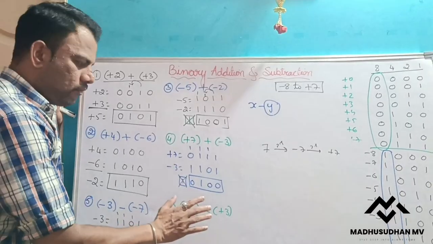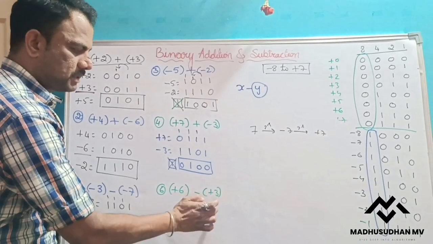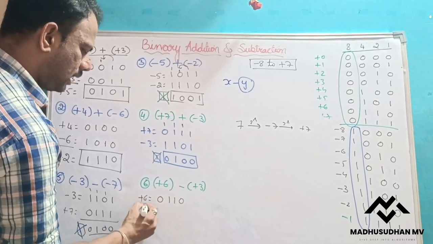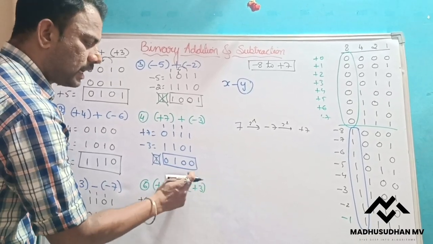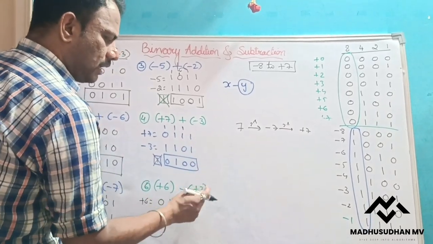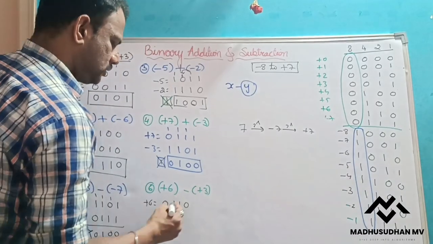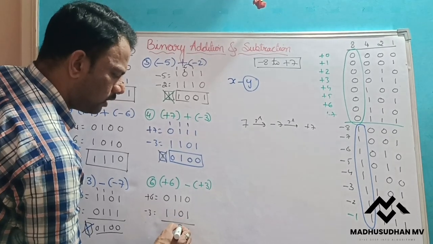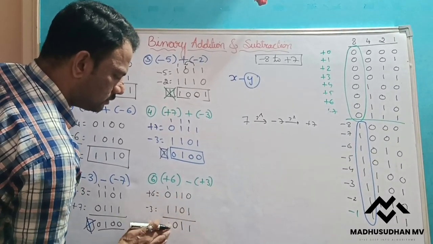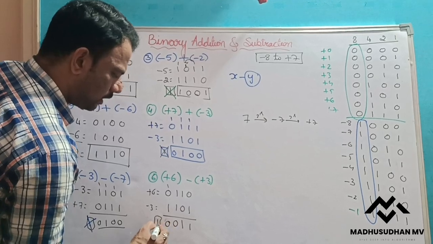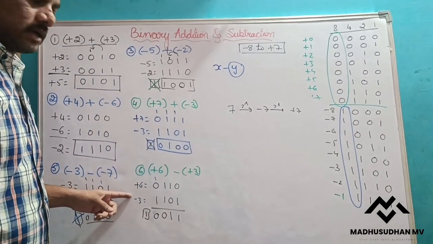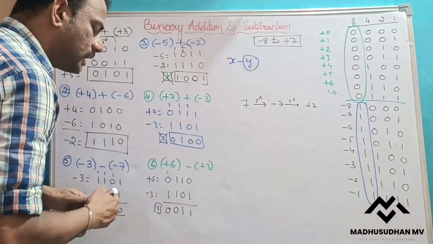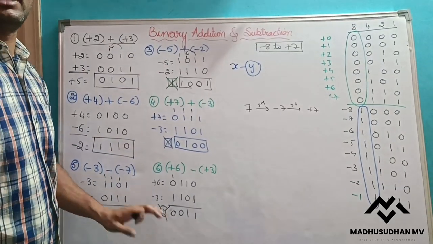Okay. Now we need to subtract 6 minus 3, plus 6 minus plus 3. This is straightforward. Plus 6 I know is 0110, and then take the 2's complement of the subtrahend. The subtrahend is plus 3. You take its 2's complement, you get minus 3, which is 1101. Now you have to add only. 0 plus 1 is 1, 1, 0, carries 1, 1. This is 1 plus 1, sum is 0, carry is 1. So here, 6 minus 3 is plus 3 only. This is the correct answer if I discard the final carry.